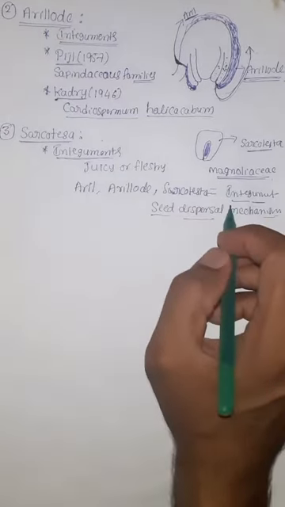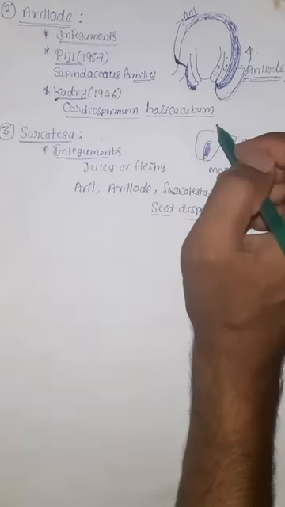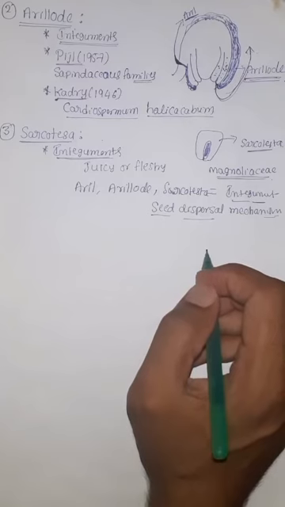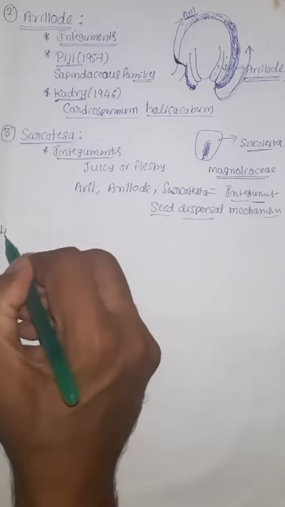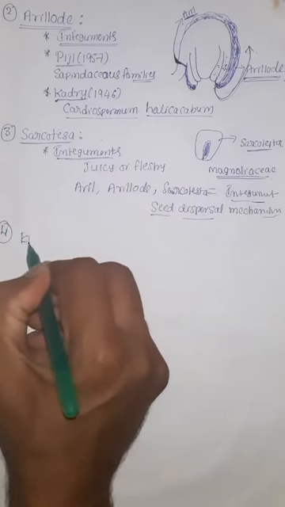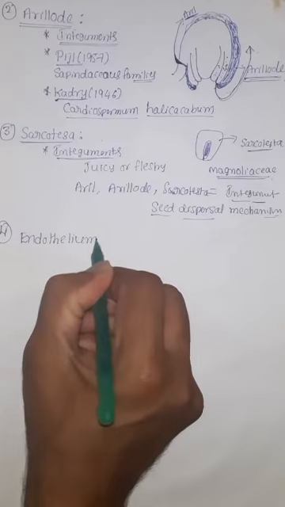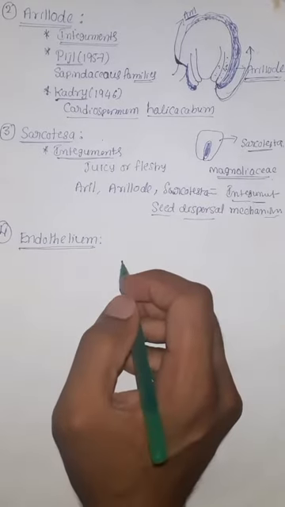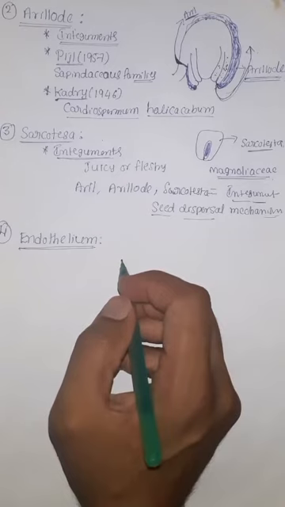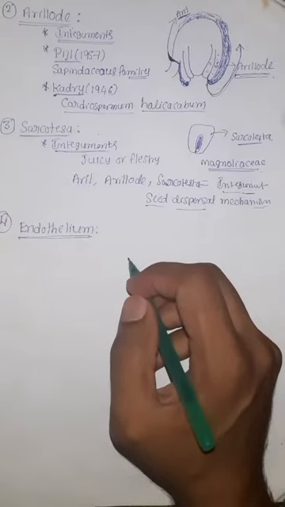These three are associated structures with integuments only. That is very important to remember. Next, the fourth one is endothelium. Endothelium is also a structure or a modified structure associated with integument only, but it is a little bit complex.